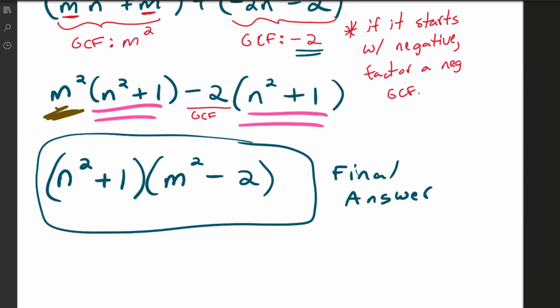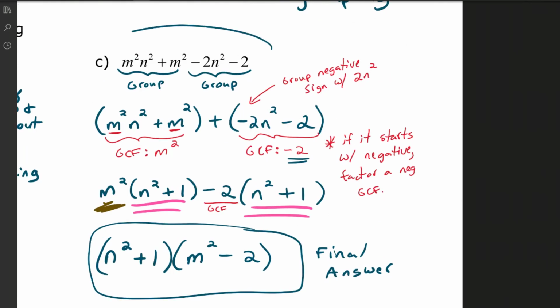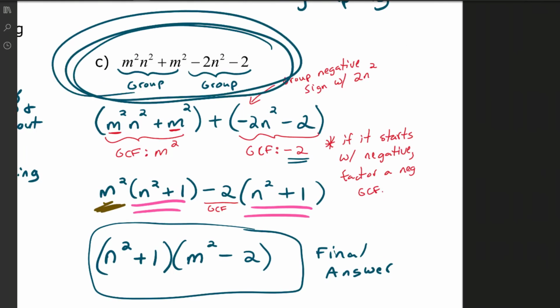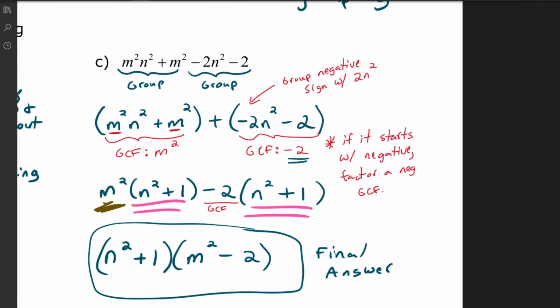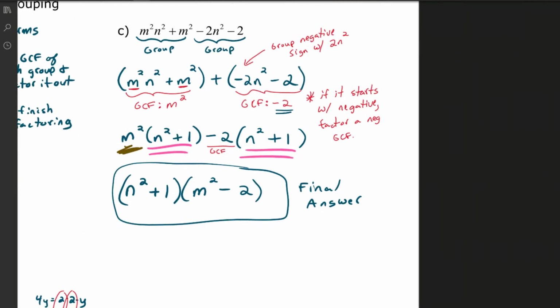And you can always multiply this out to check it. It's a lot to multiply out, but when you multiply it all back out to check the answer, you should get back to your original problem up here. Okay, and these are definitely a little bit more complicated with the negative signs.